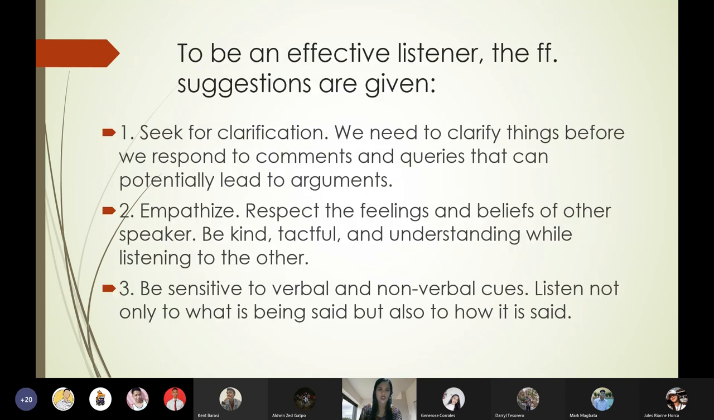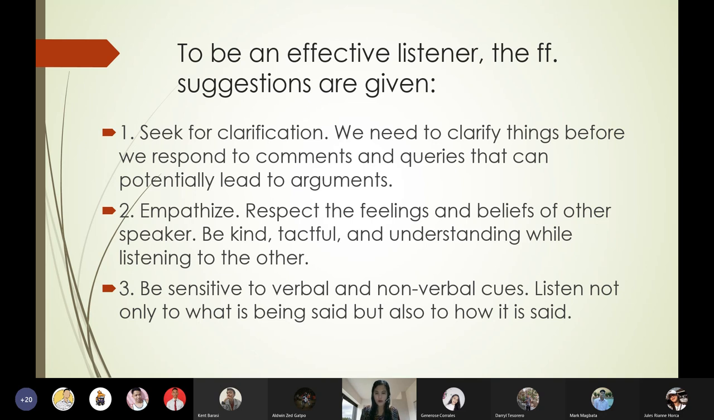Okay, so to be an effective listener, the following suggestions are given. So not only listeners but also the speaker. Number one, you have to seek clarification. So what is this? It says here we need to clarify things before we respond to comments and queries that can potentially lead to arguments. So it is really happening in social media.